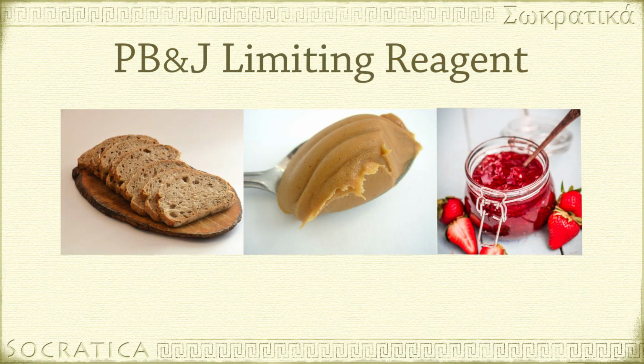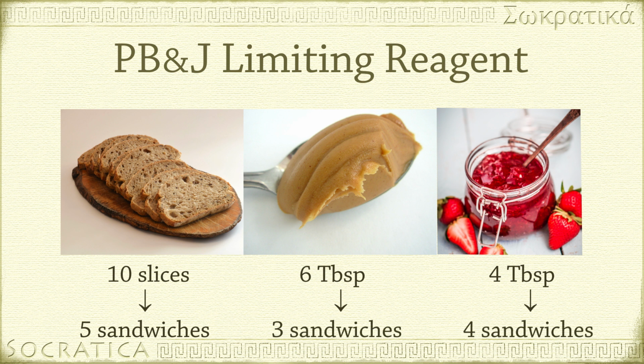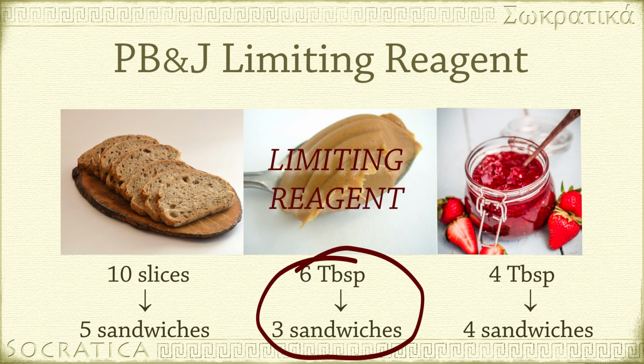But what if you have in your kitchen 10 slices of bread, 6 tablespoons of peanut butter, and 4 tablespoons of jelly? Which ingredient are you going to run out of first? In this case, you can eyeball it and quickly come to the conclusion that you'll run out of peanut butter first. You have enough bread for 5 sandwiches, enough peanut butter for 3 sandwiches, and enough jelly for 4 sandwiches. So in this scenario, peanut butter is the limiting reagent. You have excess bread and jelly.